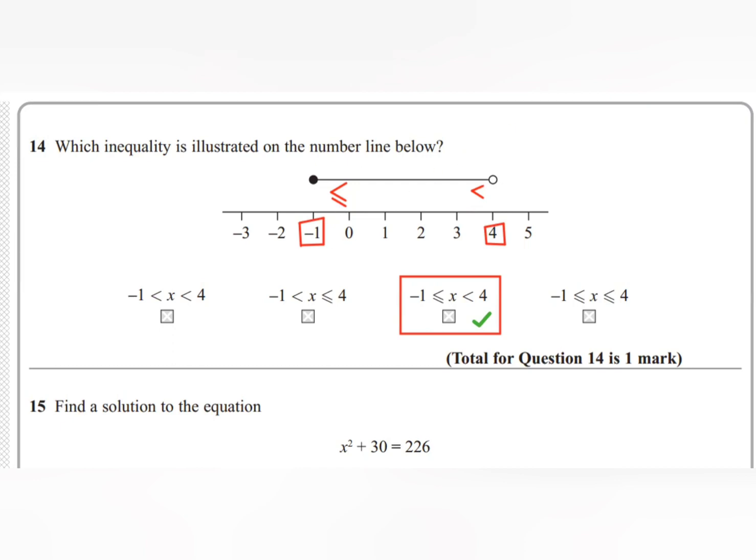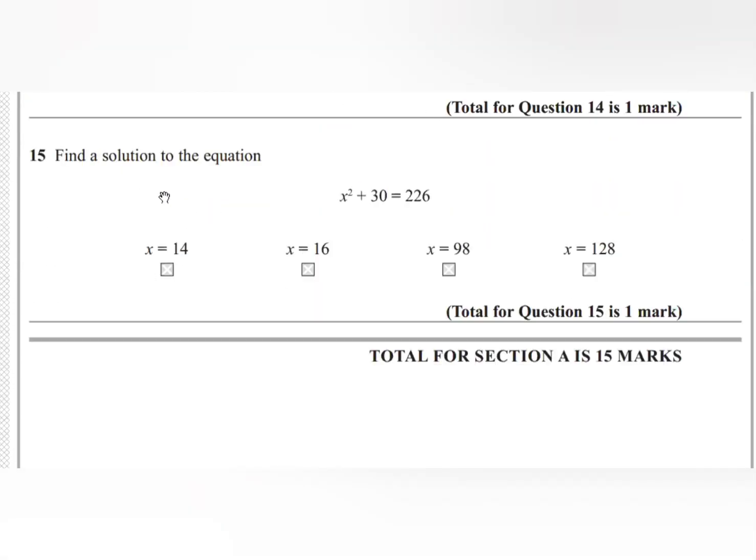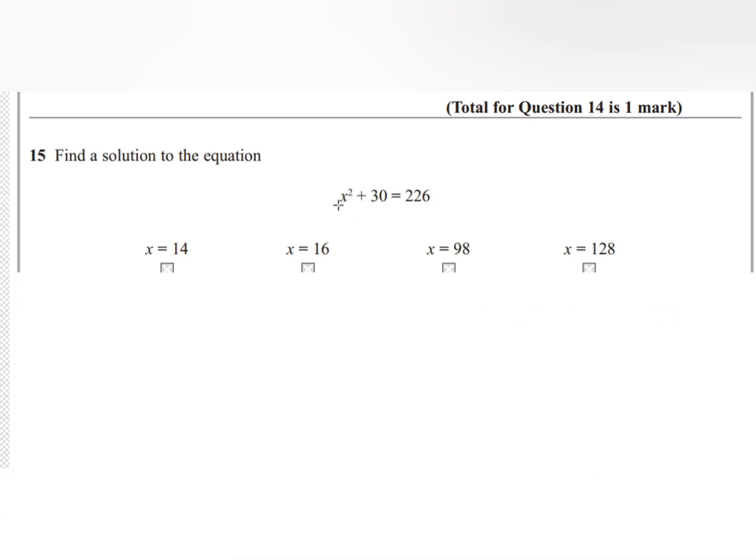Question 15. Find a solution to the equation. So we have an equation here. We're going to find the solution. One of these is the right solution. Now, let's do it step by step. Let's do it here. X squared plus 30 equals 226. Now, the first step that we have to do is make x the subject. So we're going to take the 30 to the other side and change the sign. It's going to be negative 30.